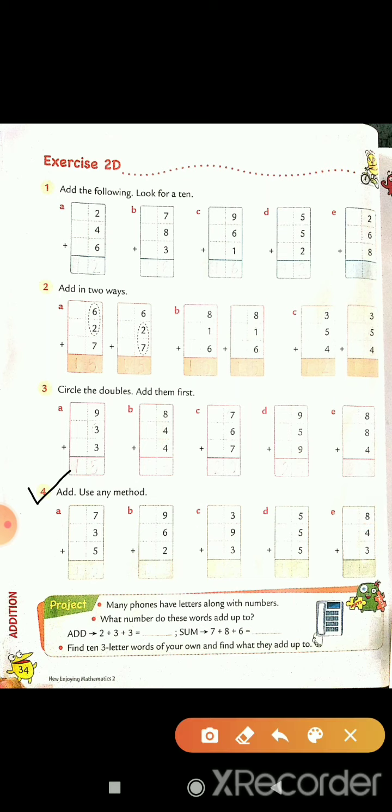Next, question number 4. Add, use any method. This question number 4 is your homework. You can use any of the methods to add. You can add by looking for 10 or add in any order or circle the doubles and add them first. You have to do this in your textbook only. Whenever our school will reopen, I will check. Got it, students?